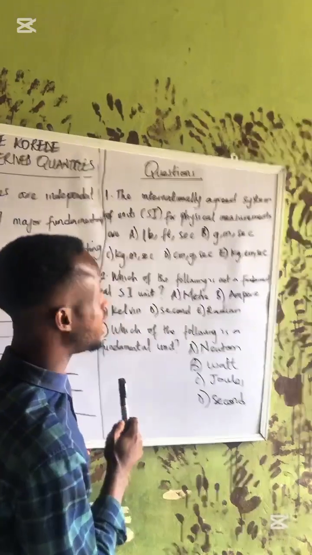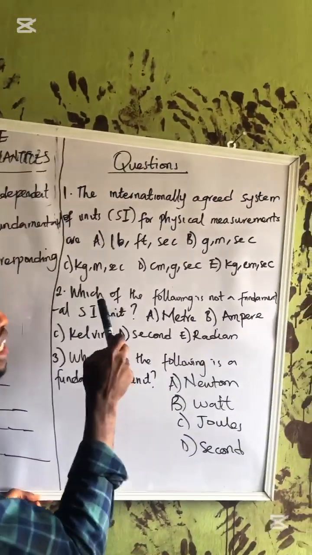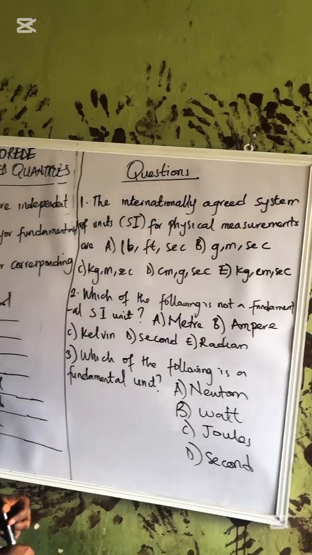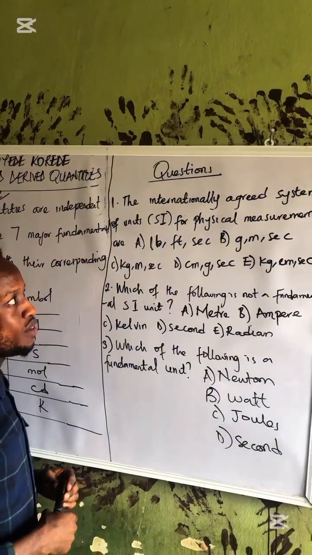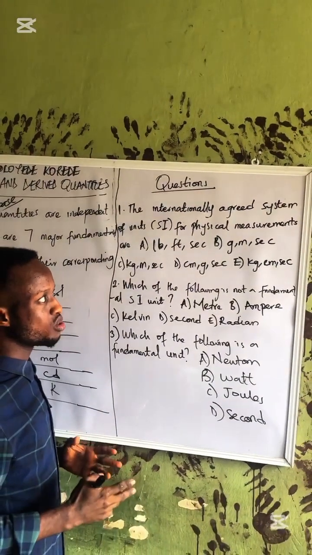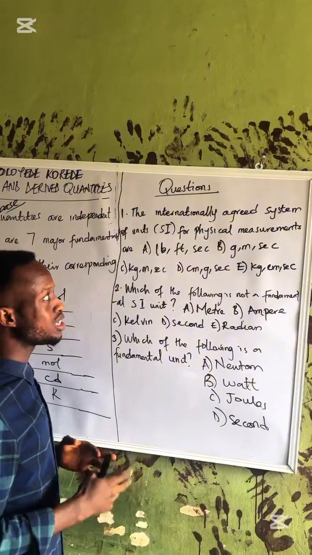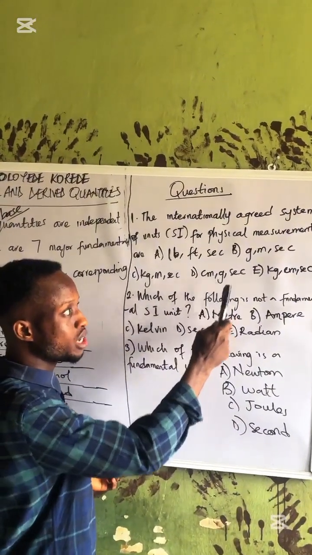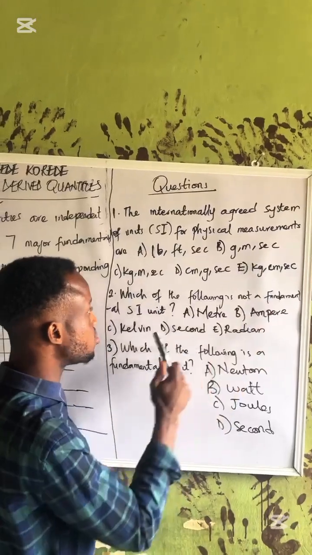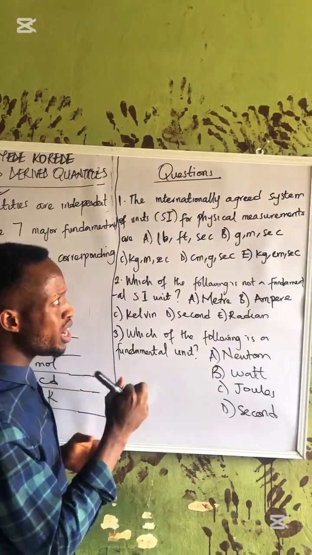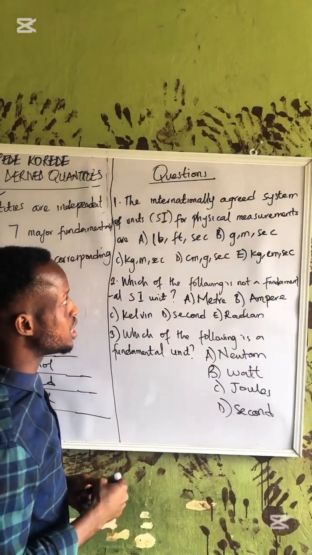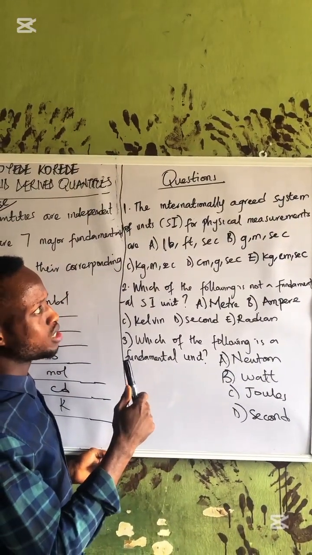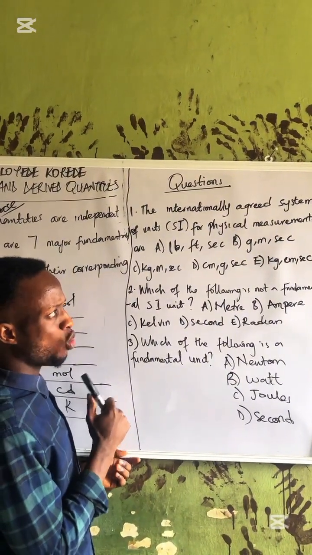Let's look at the question together. The internationally agreed system of units, SI, for physical measurement are: pound, feet, seconds; gram, meter, seconds; kg, meter, seconds; centimeter, gram, seconds; kilogram, centimeter, seconds. What exactly would be the answer to this? What would be the answer to it?